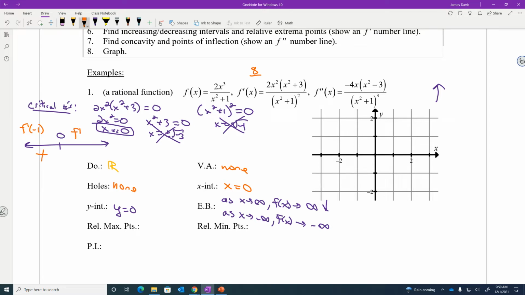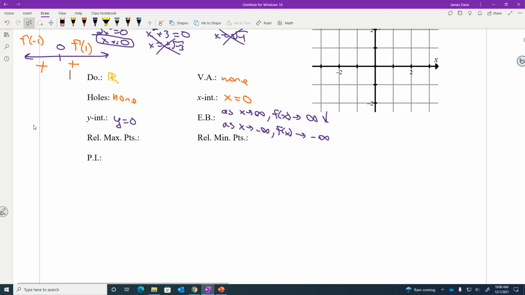And f prime of positive 1 is going to be 2 times 4 again, 8, positive over positive again. So this thing actually is just positive on the whole interval, which means there's no mins or maxes, right? Because it never changes signs. So none.